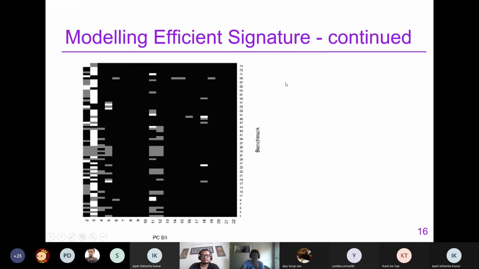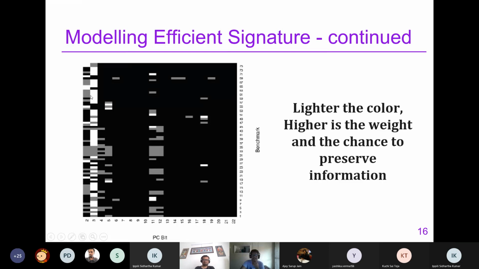The paper used an ADALINE neural network to model the program flow, and it used those weights to score which bits are getting pushed into the global path history. It was found that bit 2 and bit 3 had a higher score for almost all of the benchmarks. This is just a sample of the benchmarks, not the whole profile, with only 75 shown here. But we can see that bits 2 and 3 correlate well. The lighter the color, the higher the weight and the chance to preserve the information.